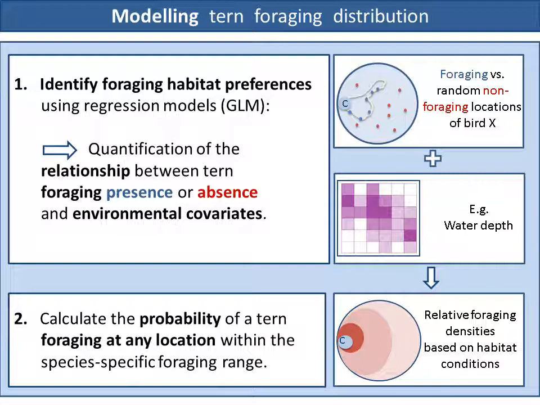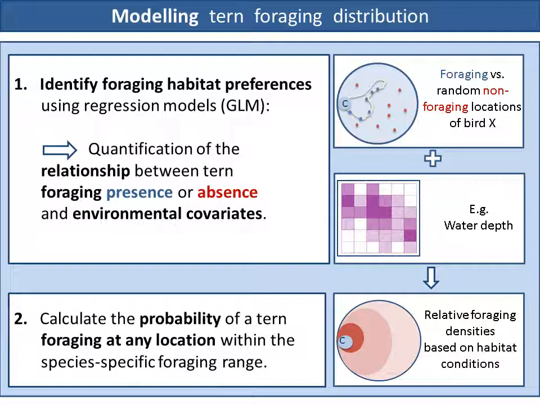The analysis uses a logistic generalised linear model with the presences and absences and a range of environmental covariates. So that can be things like water depth, sea surface temperature, or distance to colony. And these are covariates which might represent either prey distributions or prey availability to the birds. And then the analysis calculates the probability of a tern foraging at a particular location. And these are within the species-specific known foraging ranges.